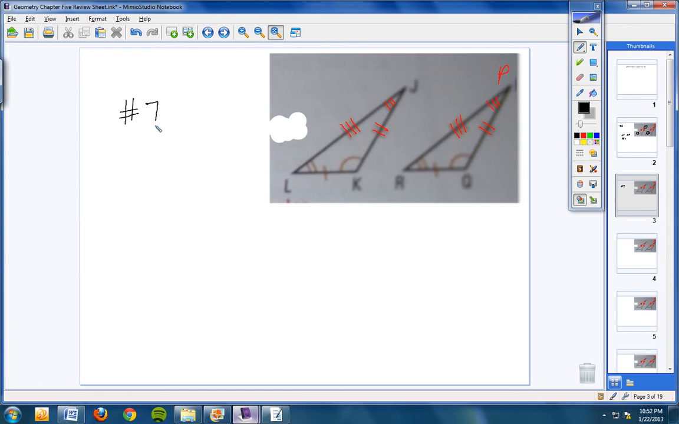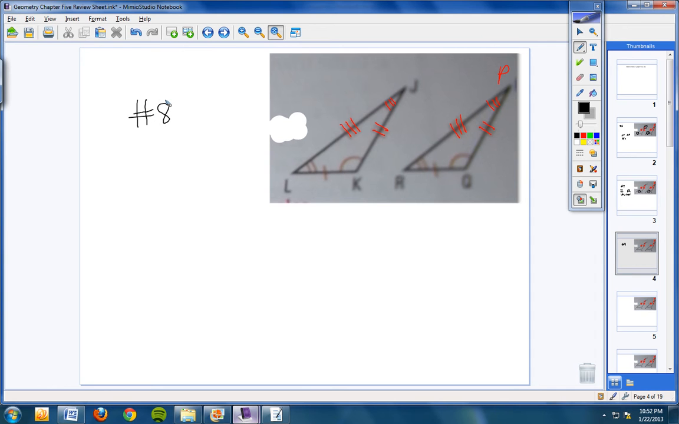Number 7 wants us to compare segment or side KL and QR. So look at the given diagram. KL has 1 mark, QR has 1 mark, so we say yes, these two sides are corresponding parts. Alright, let's take a look at number 8.